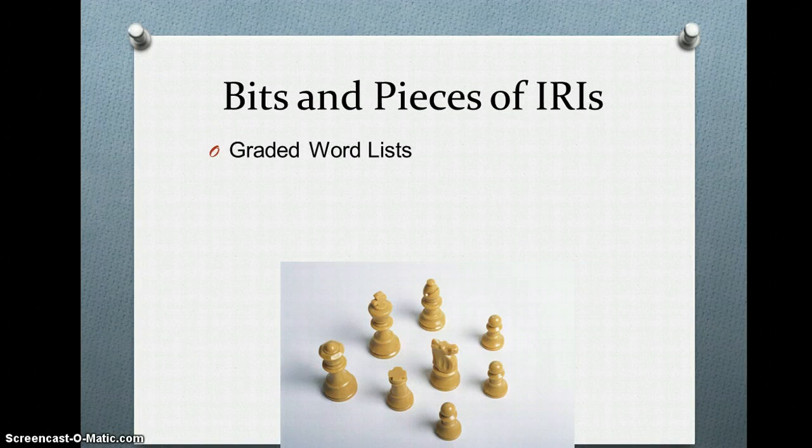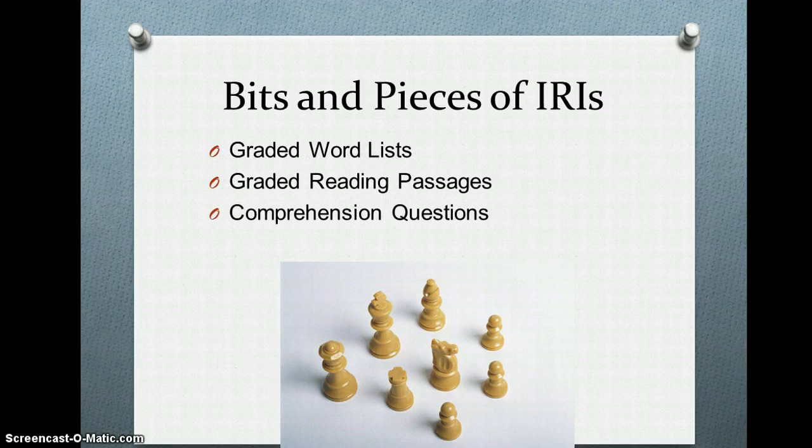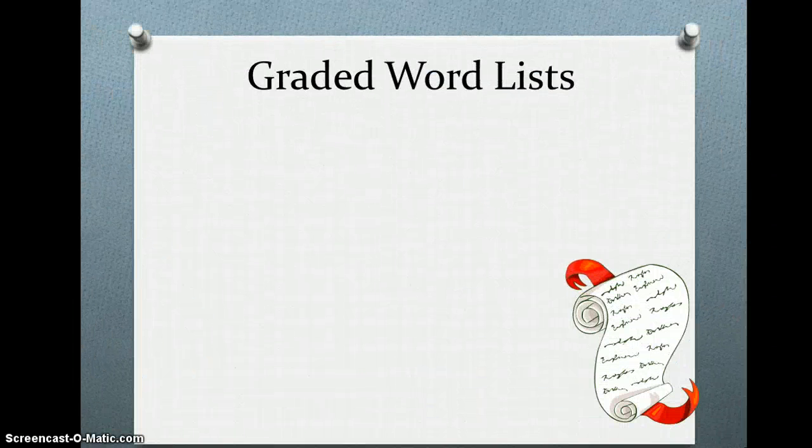So again, the bits and pieces of an IRI is a graded word list, a graded passage, and then some comprehension questions to gauge whether or not their automatic reading was effective in helping them decode for meaning.